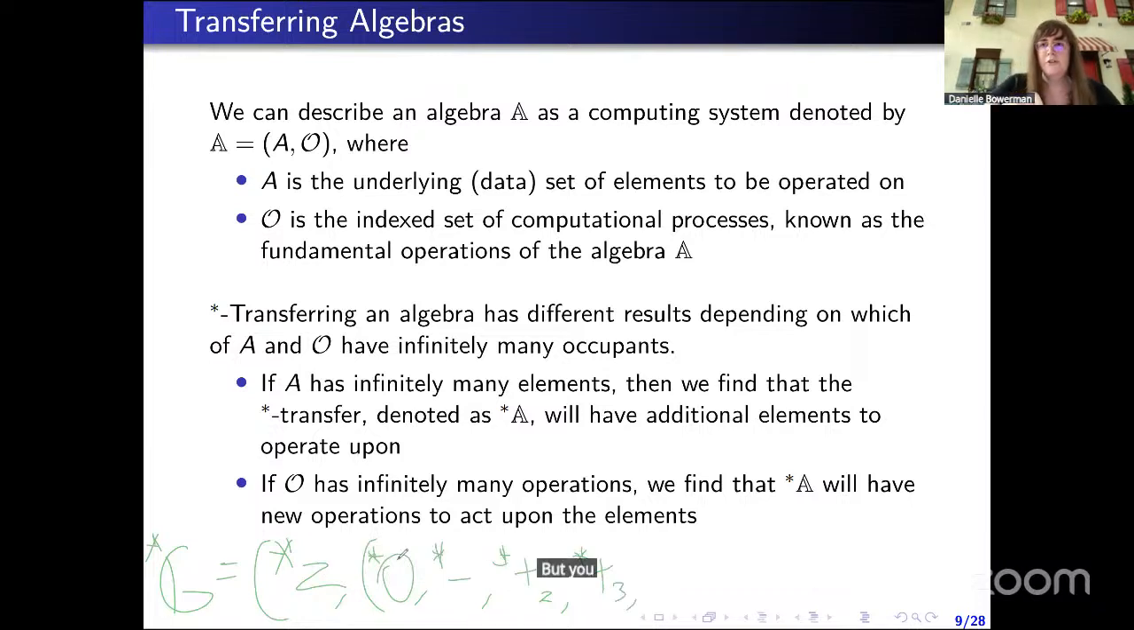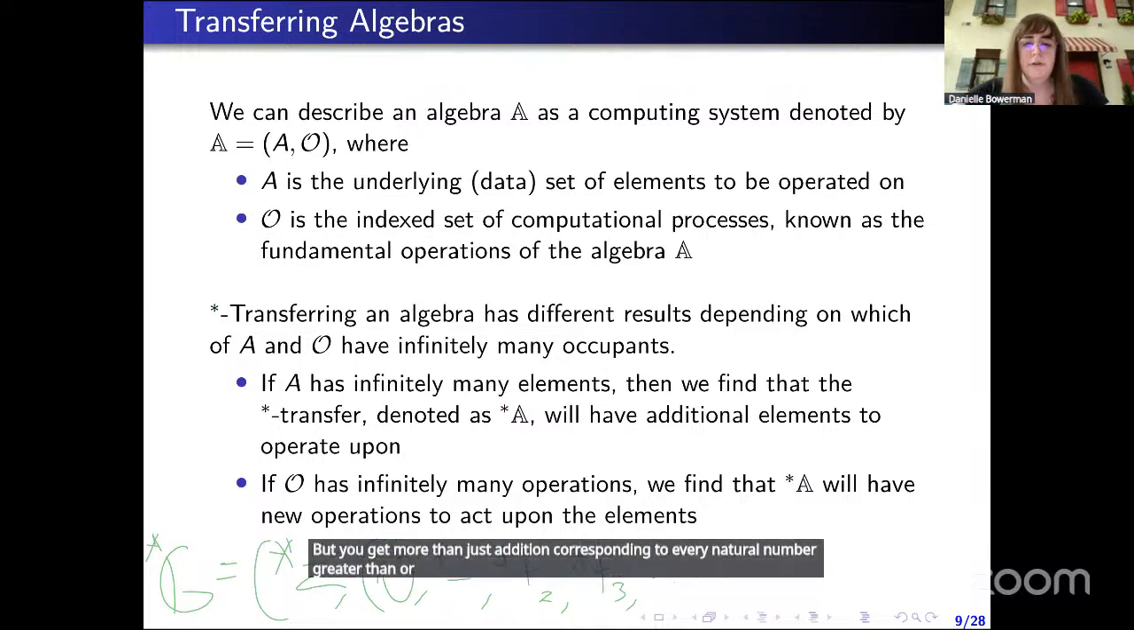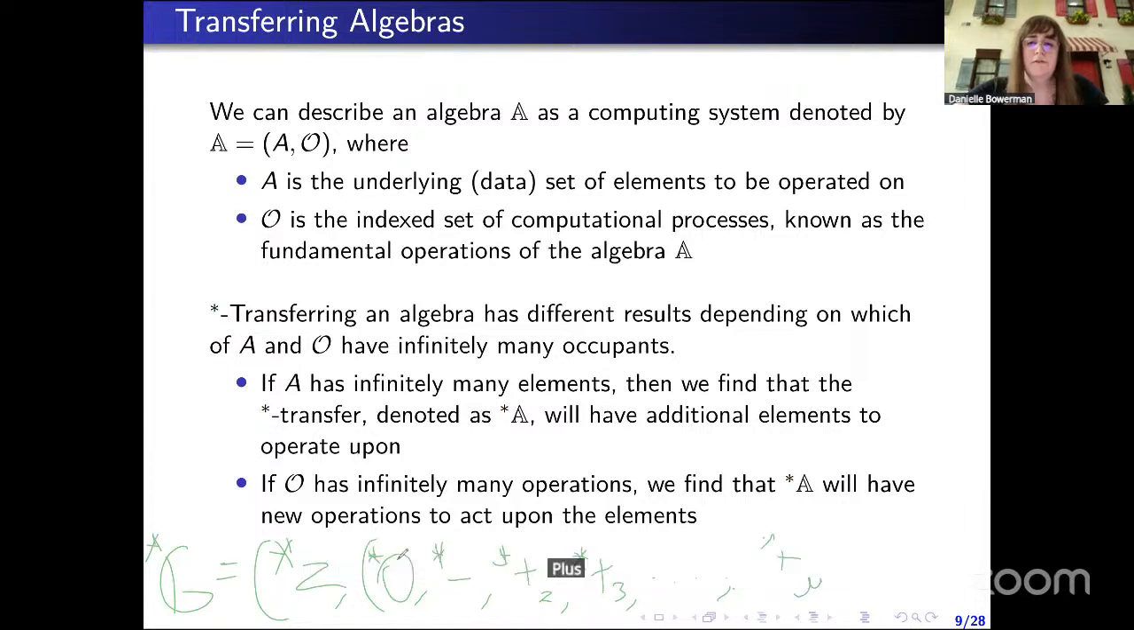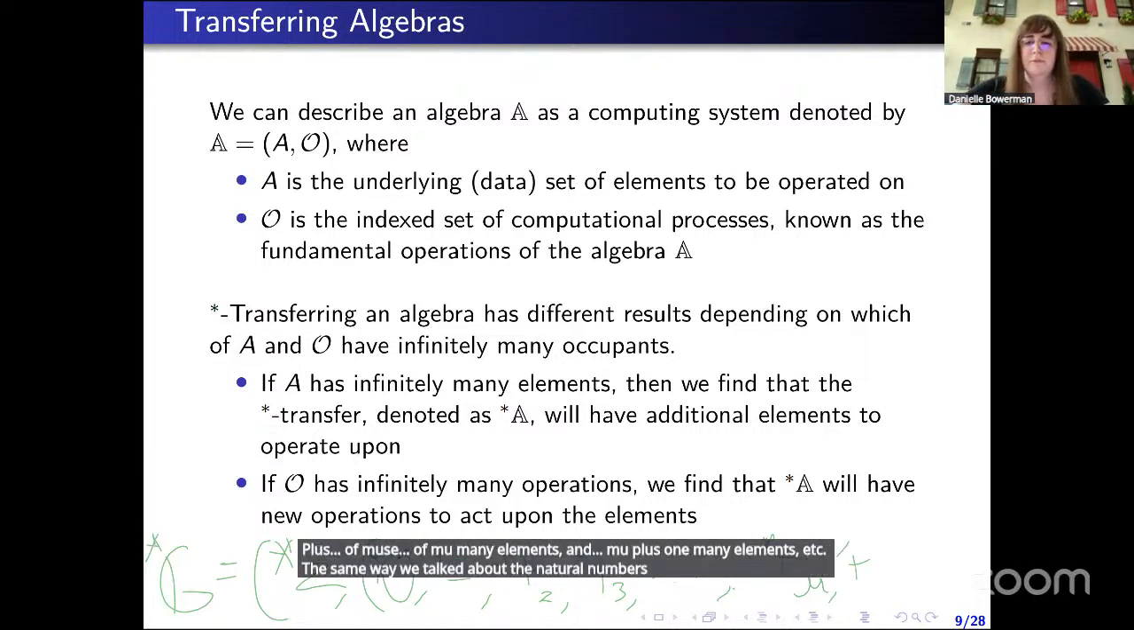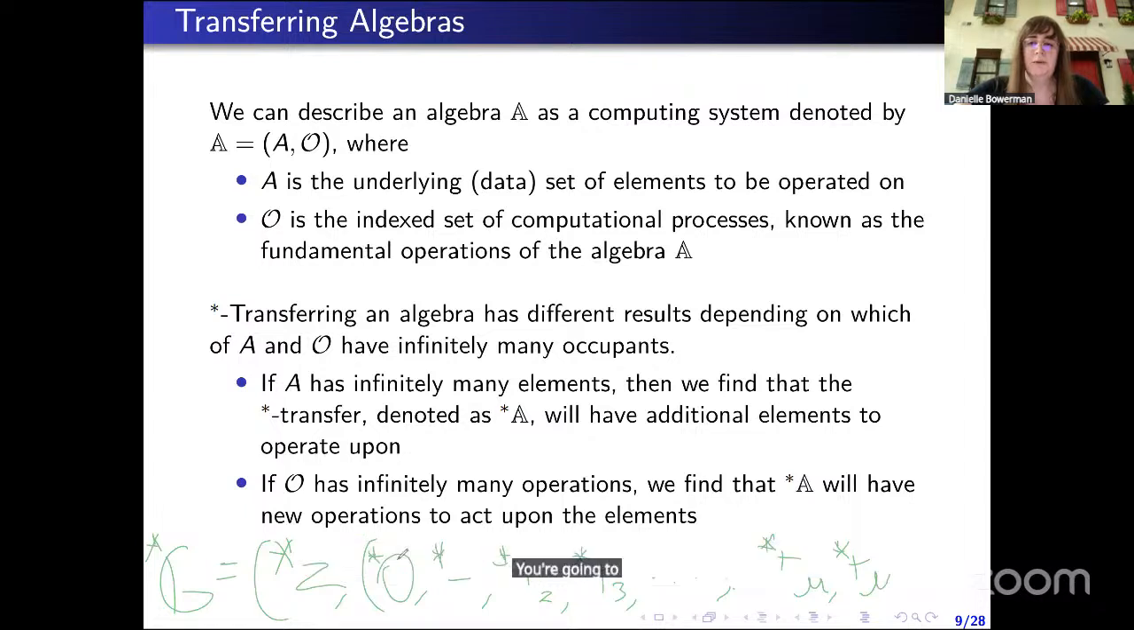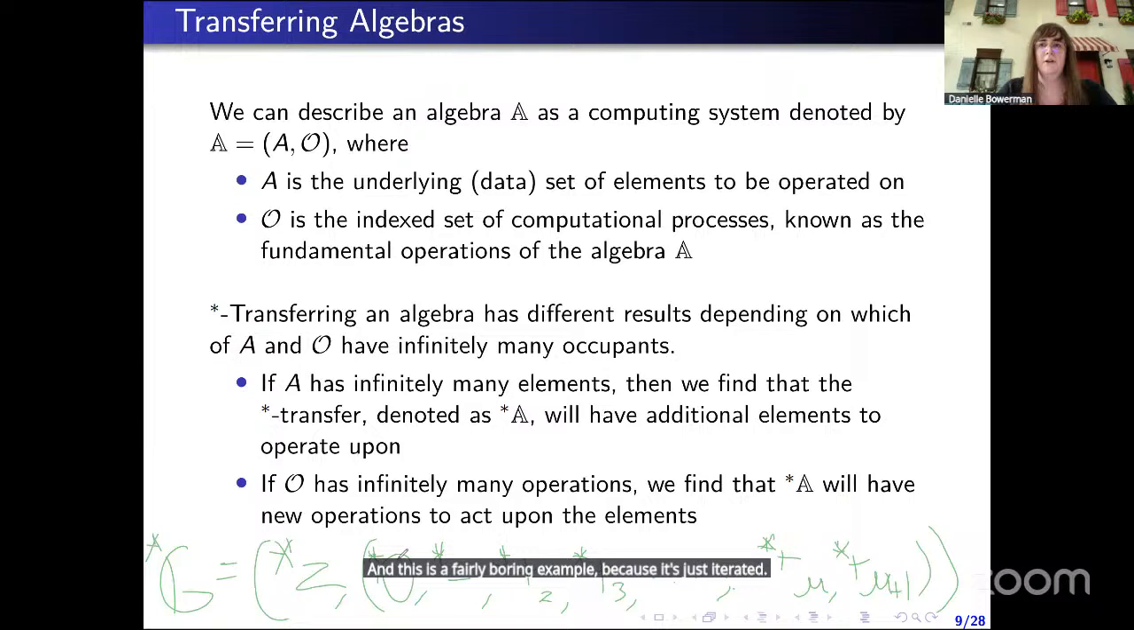But you get more than just addition corresponding to every natural number greater than or equal to 2. You also get plus of mu many elements and mu plus 1 many elements, etc. The same way we talked about the natural numbers, you're going to get additional operations. And this is a fairly boring example because it's just iterated binary operations, but hopefully that demonstrates the sort of, oh, whoops, sorry.